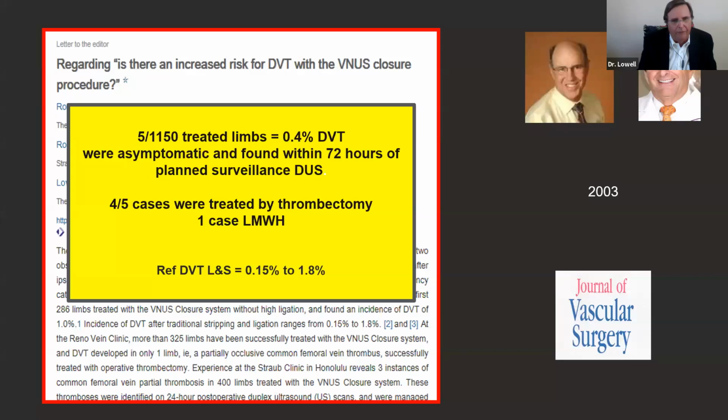Interestingly enough, 4 out of the 5 cases were treated with thrombectomy. I was the only lone person there. I had 1 case, and I treated it with low molecular weight heparin until it disappeared. So I'm not sure I even understood what I was doing at that point. The reference data for DVT for ligation and stripping in a series is anywhere between 0.15% and 1.8%.